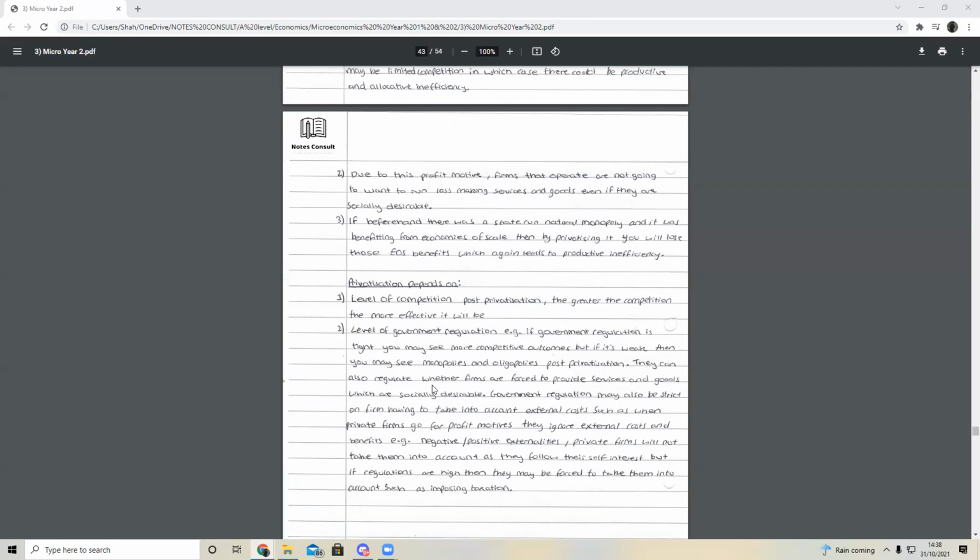Normally you might get a source that talks about a firm, for example Royal Mail. Royal Mail got privatized, so they're just going to mention it like that.